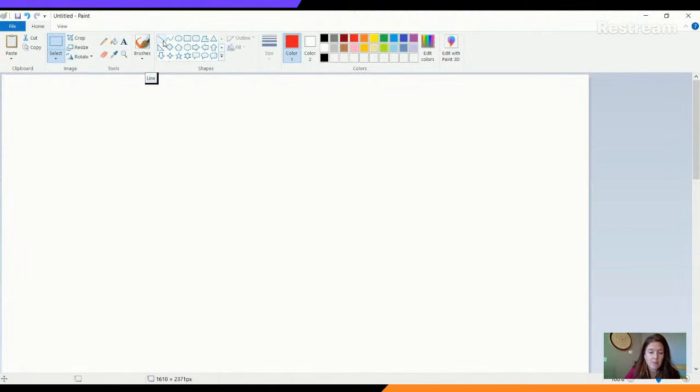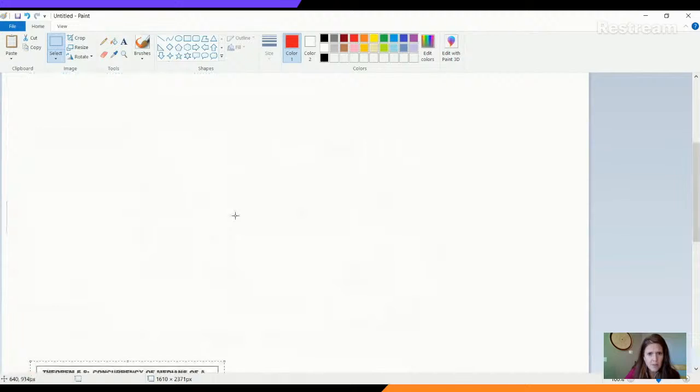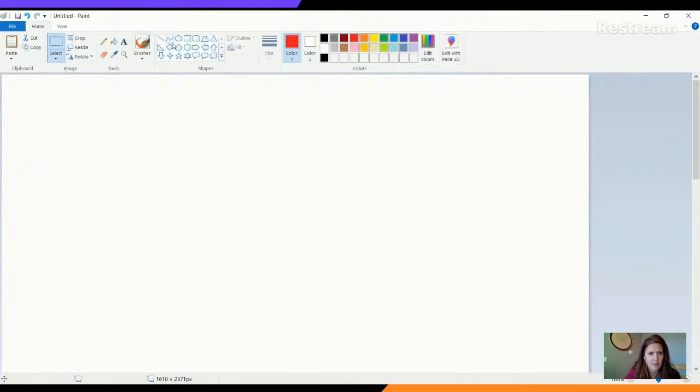If you remember, we've been talking about ways to find the center of a triangle, and the two ways we've talked about so far are down here: the circumcenter and the incenter. We're going to learn about the centroid and the orthocenter. Usually we learn a term, and then that term helps us find one of the centers of the triangle.